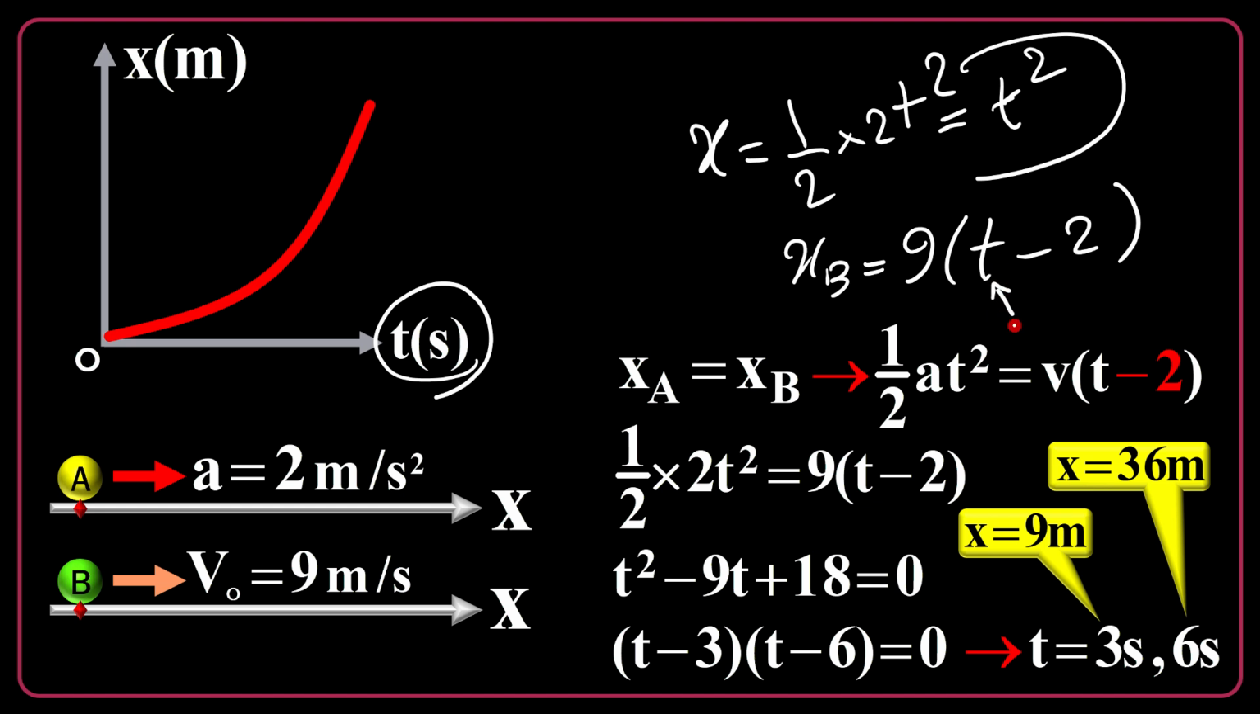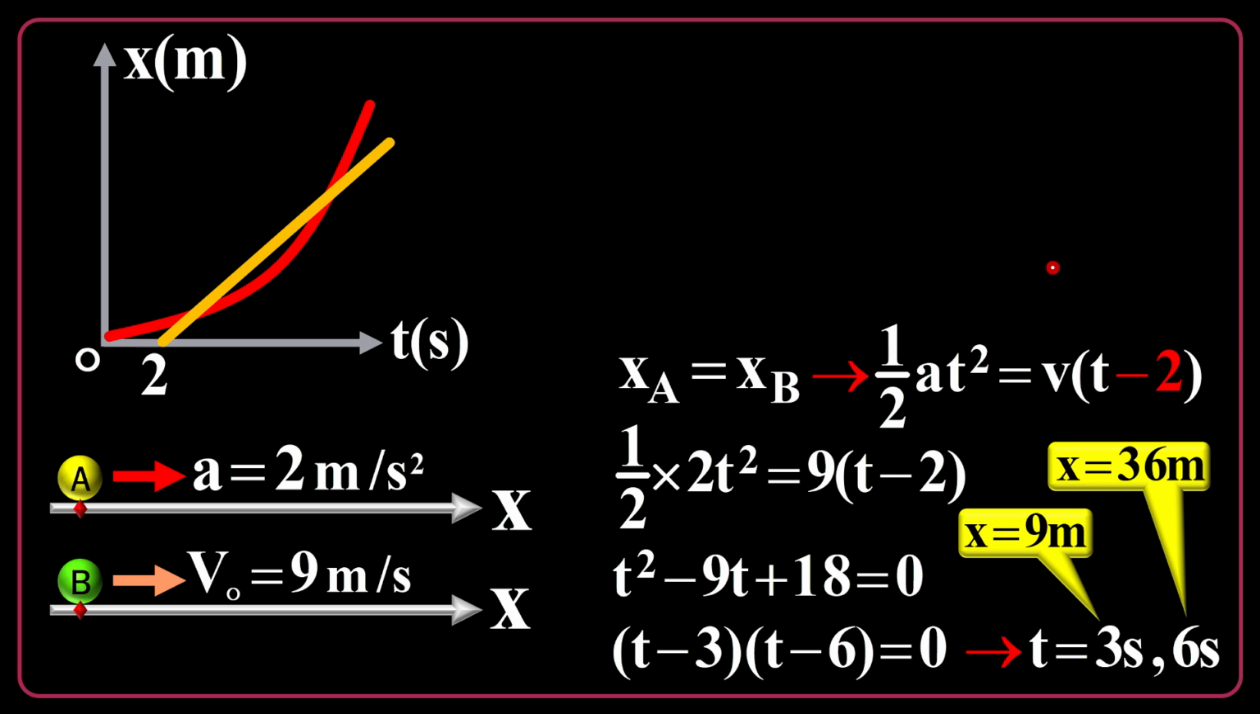Here, it cannot start from 0 for the B. You should start it from 2. Mathematically, yes, it can, but physically, no. Because in physics, the time here cannot be negative. So I will start B from t equals 2. And then I continue drawing a line. Why the line? Because B has constant velocity.